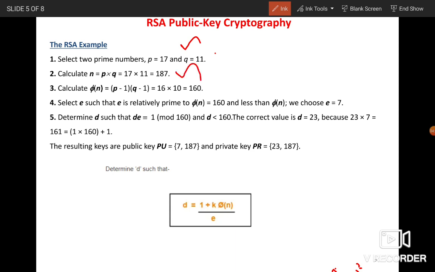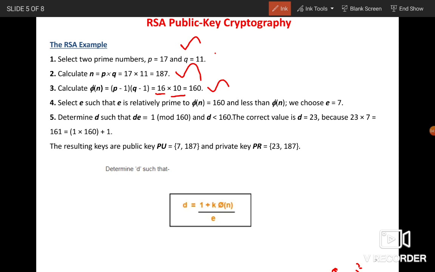Then you have to calculate the value of phi of n. The formula for calculating phi of n is (P minus 1) into (Q minus 1). P equal to 17, so P minus 1 is 16. Q equal to 11, so Q minus 1 is 10. So we will get the value 160.